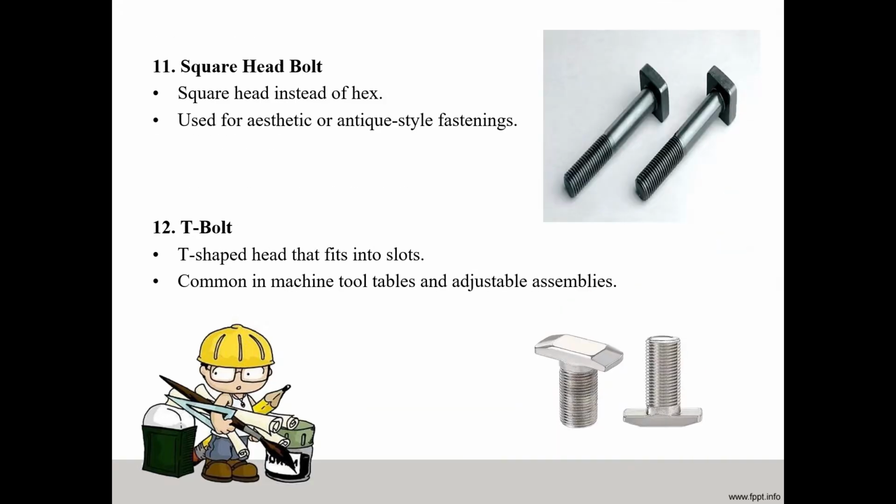The next type is the square headed bolt. Here, instead of a hexagonal shape, the head is a square shape. It is used for aesthetic or antique style fastening. The next one is the T bolt. It is a T-shaped bolt that fits into a slot, common in machine tool tables and adjustable assemblies.